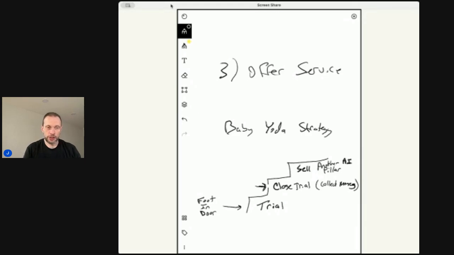That's all I need to do. I'm not trying to sell anything else. I offer them something. There's a foot in the door, and then I close that deal. Okay. That's where I collect the money for that thing. And then after that, I just sell them another AI pillar. That's it. That's my process.